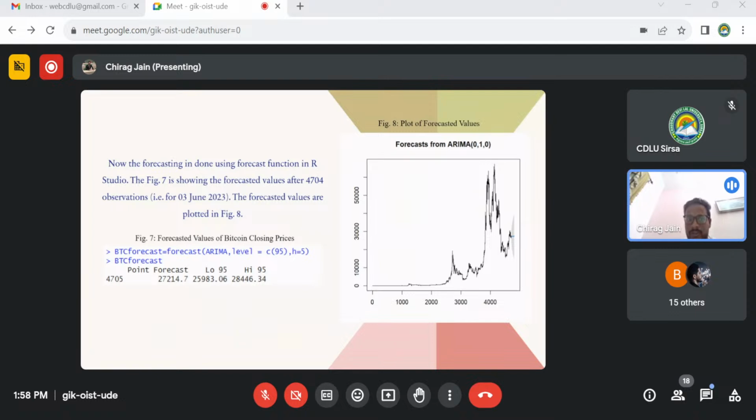After 4,704 observations, I made the prediction for the next value, the 4,705th observation, dated 3rd June 2023. The price comes out to be $27,214. And after predicting this value, when I checked the real value, the price on 3rd June 2023 was around $27,130. So the forecasted value is not exactly the same, but it is very close.